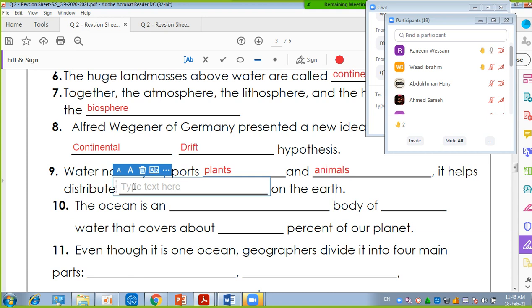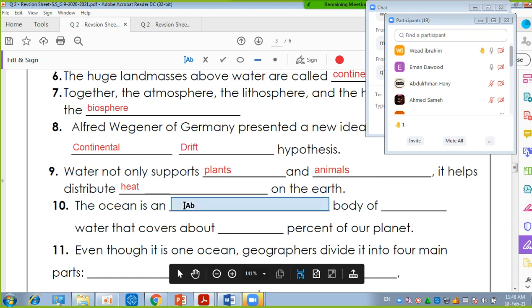It would distribute what? Air? Miss, may I answer? Yes, with your answer? Heat. Heat, excellent. It distributes heat on Earth. Number 10, Haneen.